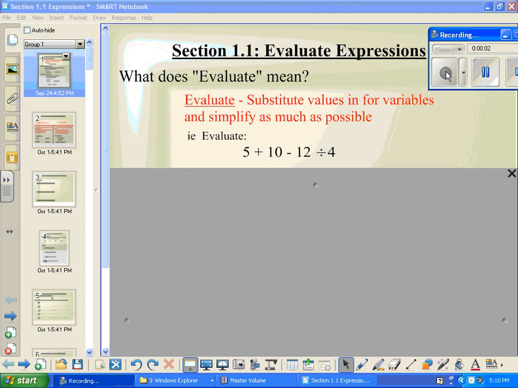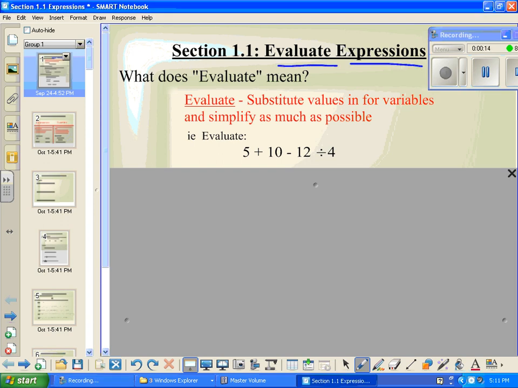This is the lesson for section 1.1, evaluate expressions. Before we go too far into this lesson, I want to make sure we know what those two words mean, evaluate and expressions. Evaluate we'll talk about first here, and the question even says, what does evaluate mean?